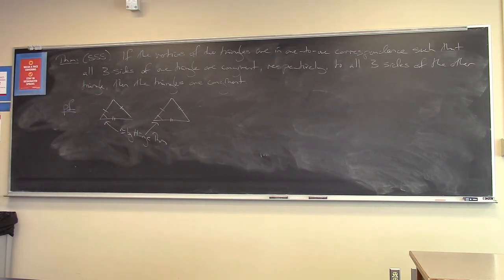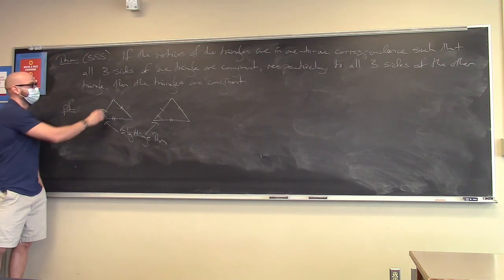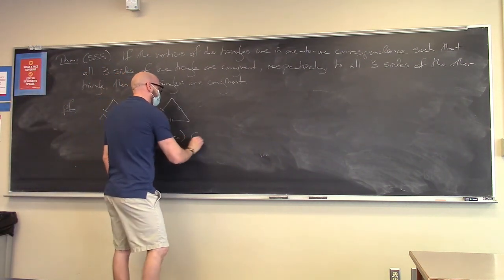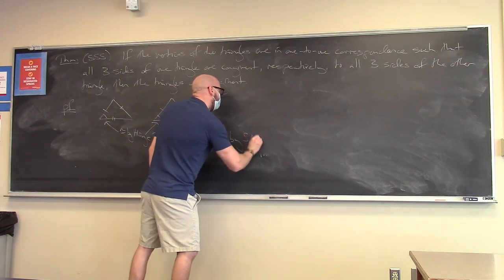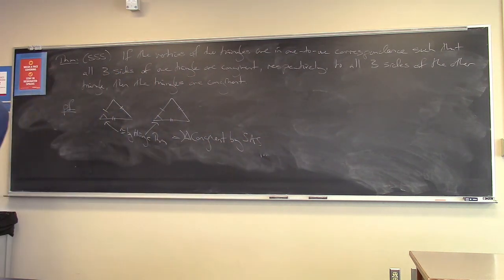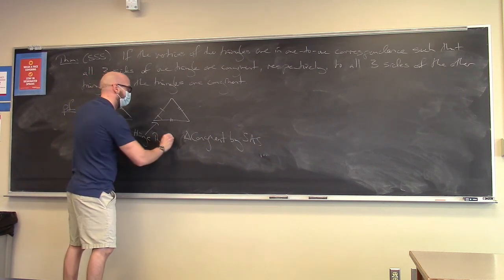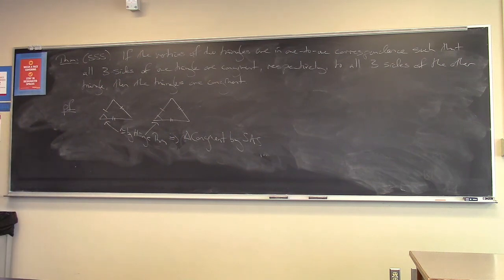And now there's nothing left to do, right? Now I can invoke SAS. So the triangles are congruent by SAS. So not much to do here. The hinge theorem does it all for us.